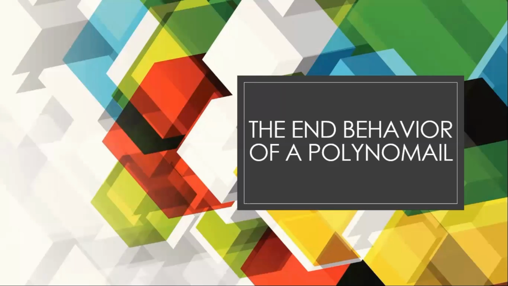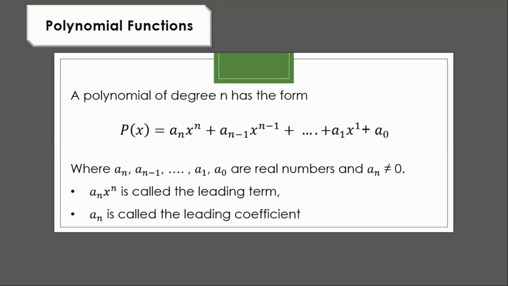The end behavior of a polynomial. A polynomial of degree n has the following form. Don't be intimidated by the subscripts and superscripts. Essentially, this is just the way it looks because we don't know how long it is, what the degree is, essentially the highest power that will show up.